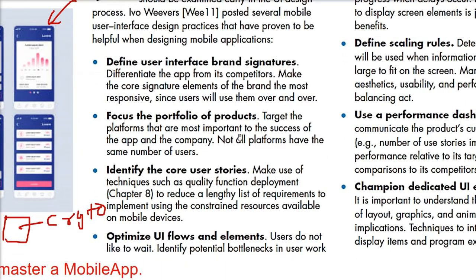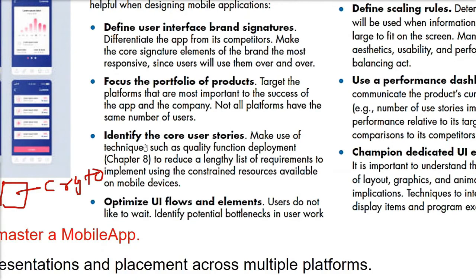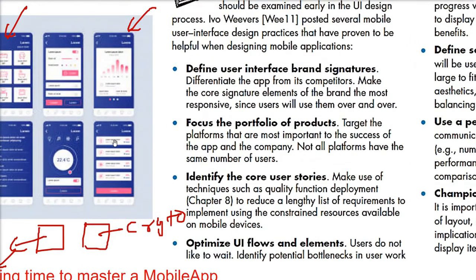Focus the portfolio of products. That is, you have to target the audience. Not all platforms have the same number of users. Don't just target the product portfolio. Identify the core user stories. As we said when we talked about QFD, the requirements need to be implemented, but the resources in the mobile are constrained. So the core user stories and requirements have to be given first.